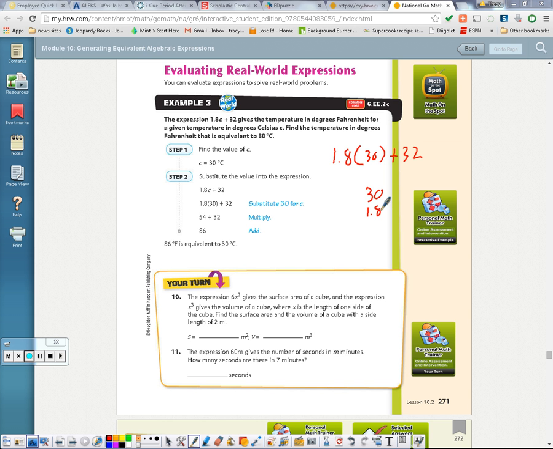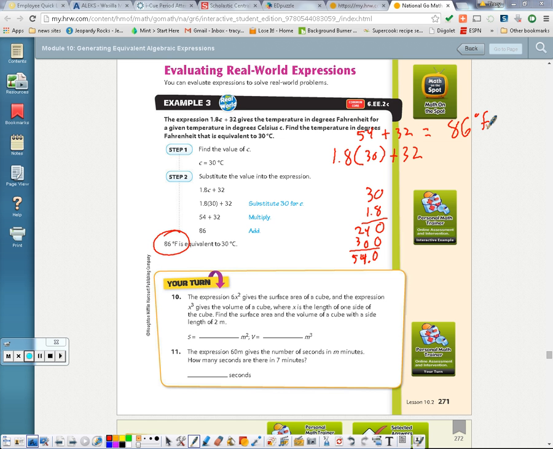1.8 times 30. 8 times 0 is 0. 8 times 3 is 24. 1 times 0 is 0. 1 times 3 is 3. So I have 540, but I have one decimal place, so I'm going to move it over. So I have 54. So 1.8 times 30 is 54, plus 32 equals a Fahrenheit temperature of 86. So that's how it would work in a real world situation.